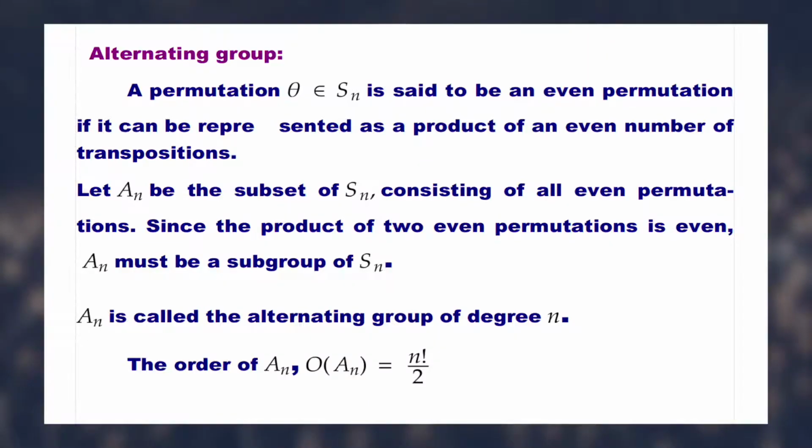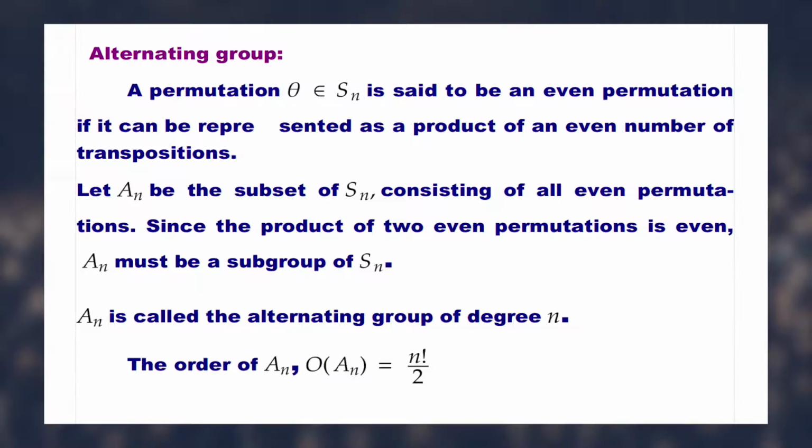Next one is the subgroup of Sn, that is the alternating group. A permutation theta belonging to Sn is said to be an even permutation if it can be represented as a product of an even number of transpositions. Let An be the subset of Sn consisting of all even permutations. Since the product of two even permutations is even, An must be a subgroup of Sn. An is called the alternating group of degree n.